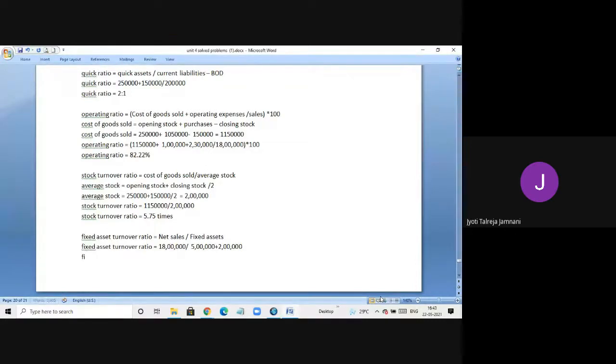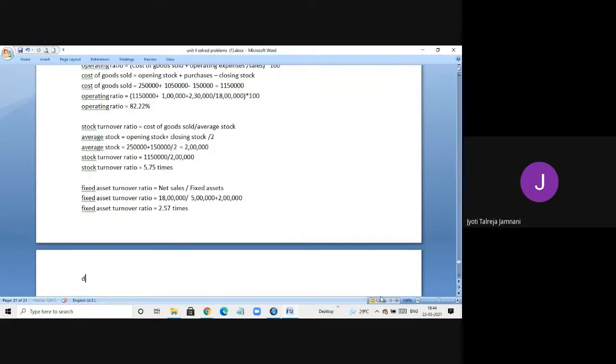If we solve it, that turnover ratio would be equal to 2.57 times. That means in a year we have turned over our fixed asset, or we have used our fixed asset 2.57 times to generate a sales of 18 lakh rupees. So fixed assets have been used 2.57 times fully so that we could generate a revenue of 18 lakh rupees.